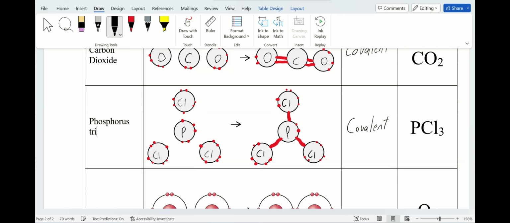And it's going to be trichloride. Phosphorus trichloride. So again, it's covalent. It has 26 valence electrons, and this is what that would look like.